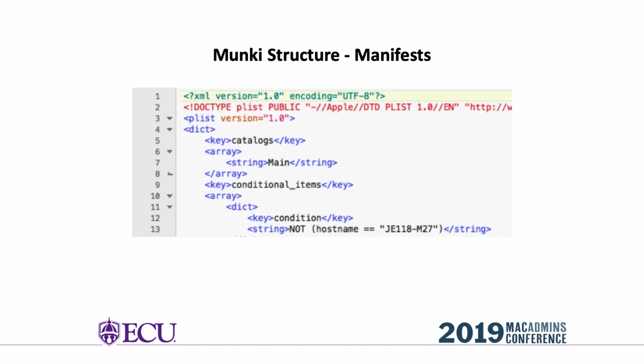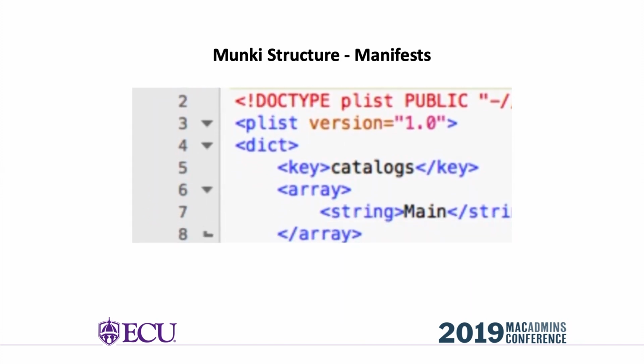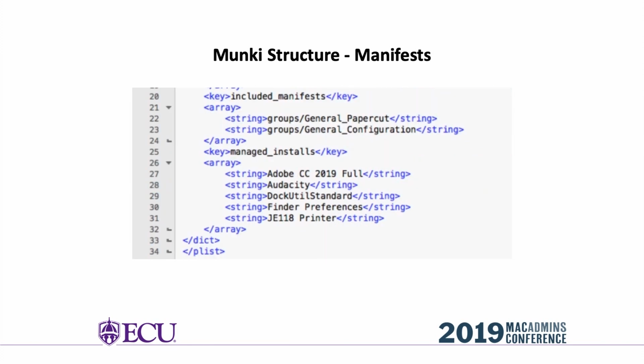So if we were to look into one of those files, here's a little bit of what you would see. The first section is catalogs, and you see it's assigned to the main catalog. And then you get down to conditional items, which set some rules that are customized so that, let's say you have an item that you only want to be installed on one machine, you can use these conditional items to specify that particular machine. And further down, you have included manifests.